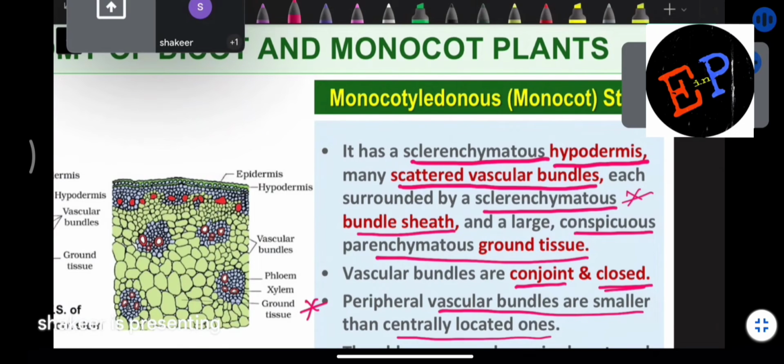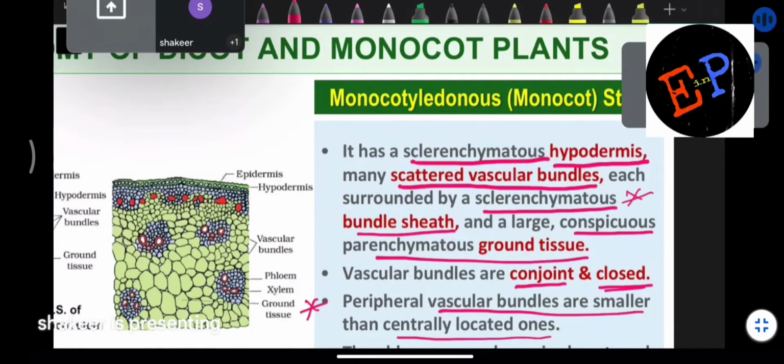The vascular bundles which are present towards the outer structure, that is towards the epidermis, are very small when compared to the vascular bundles which are present towards the pith, towards the center. The vascular bundles in the middle are bigger. As you go towards the edge, the size of the vascular bundles keeps decreasing. Understood?